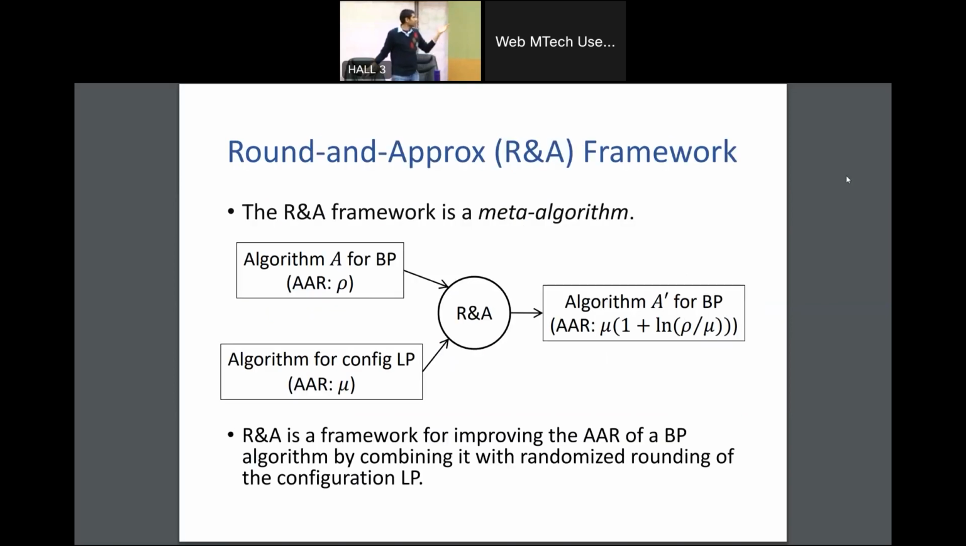So this is what the round and approx framework is like. We can think of it as a meta algorithm. It takes as input an approximation algorithm for bin packing and an approximation algorithm for solving the configuration linear program, and it outputs another algorithm for bin packing, which has this approximation ratio, as you can see.